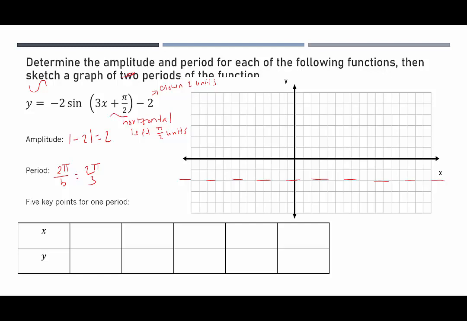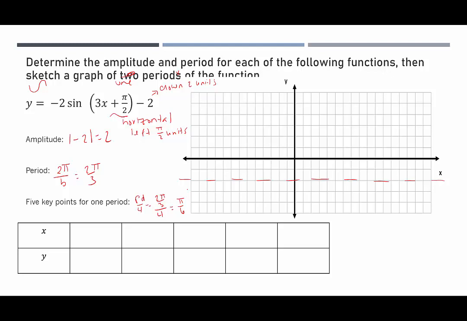And again, we're only going to do one period due to the complication of this. Okay, let's figure this out. So first we want to know the increments for this. So we're going to take the period and we're going to divide it by 4. That's going to be 2 pi over 3 divided by 4. That's going to end up being pi over 6. All right, so we're adding pi over 6's a bunch of times.